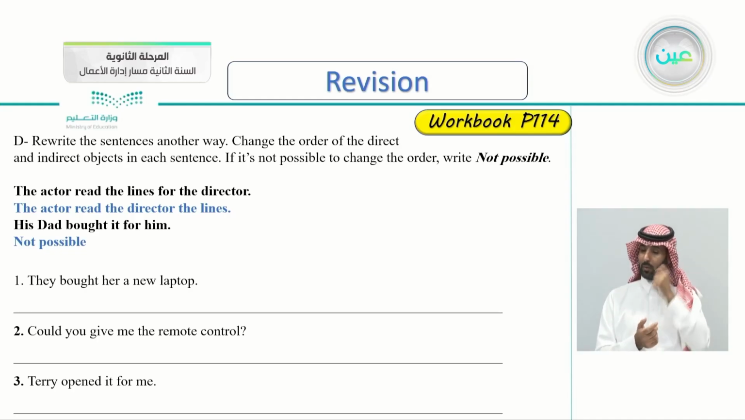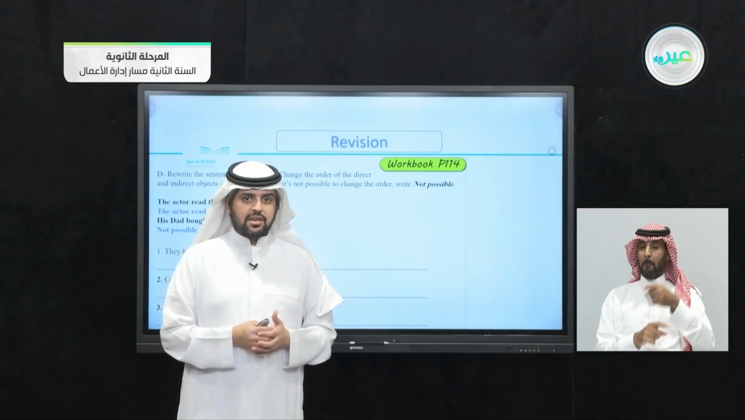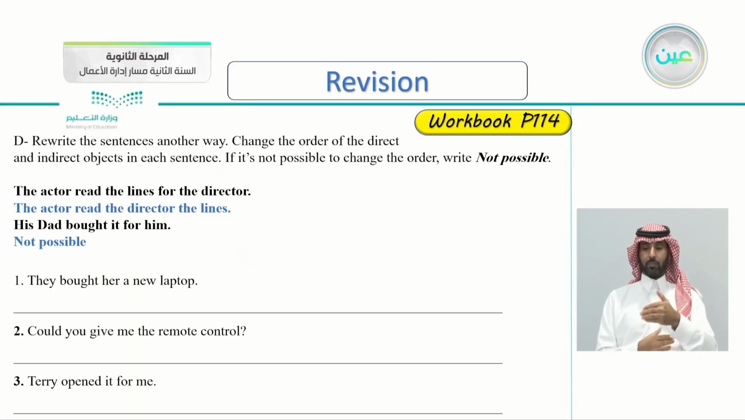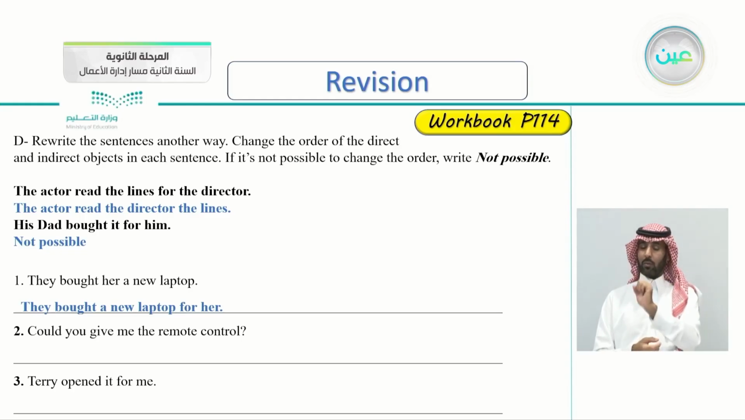They bought her a new laptop. So, how do we change this? Change the order of the direct and indirect object here. And remember, if it's not possible, just say not possible. They bought her a new laptop. So how do we change it? They bought a new laptop for her. They bought a new laptop, which is the direct object here. For her, her here is the indirect object. Excellent.